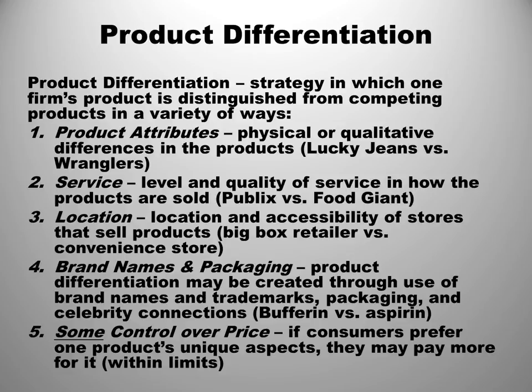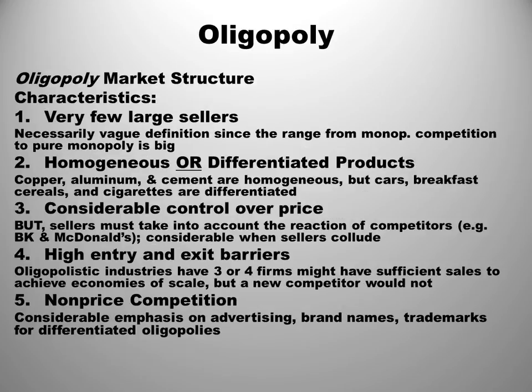Location. Now, I'm going to pay more for a bottle of aspirin at Walgreens than I would at Walmart. But if I happen to be right next to the Walgreens, I can just run in, run out. It's a few cents more. Who cares? I'm getting utility of convenience. And then finally, there's some control over price. If consumers prefer one product's unique aspects, they may pay more for it within limits. I'm not going to pay $5,000 for a pair of blue jeans, but I might pay $500. Not me personally, you understand.